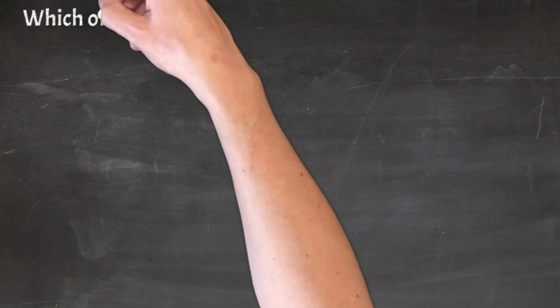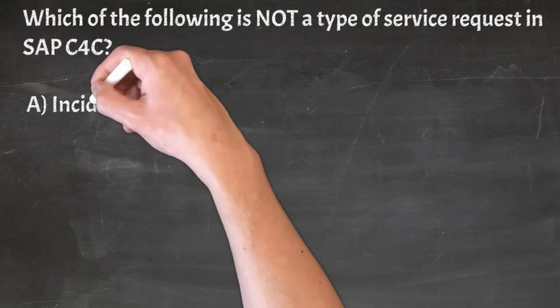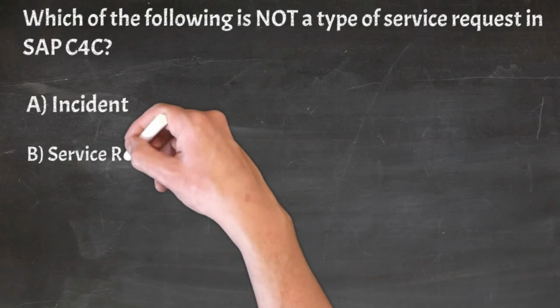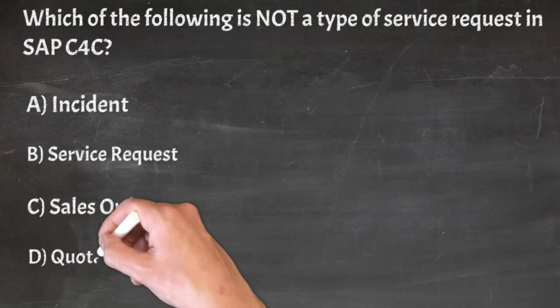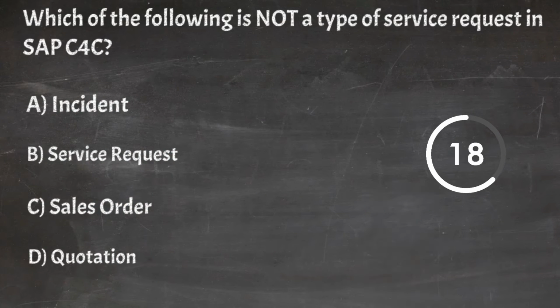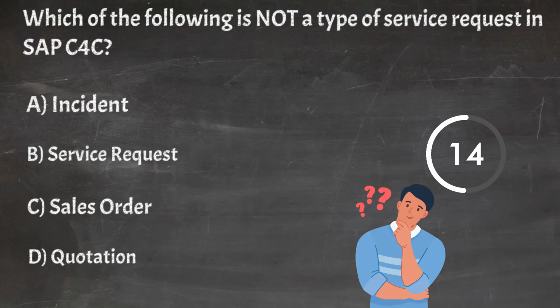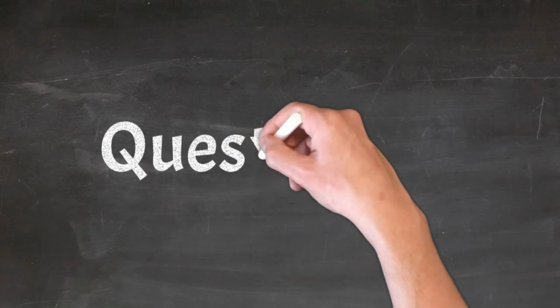Question 28. Which of the following is not a type of service request in SAP C4C? A. Incident. B. Service request. C. Sales order. D. Quotation. Correct answer C.